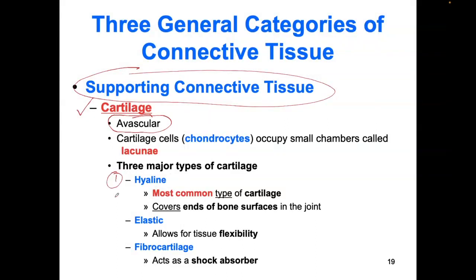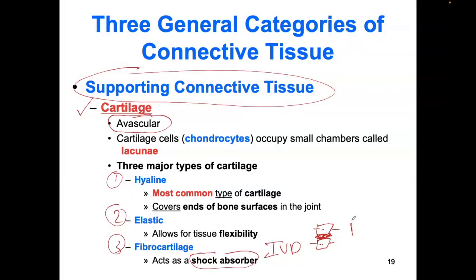And we have three flavors: hyaline, elastic, and fibrocartilage. Now, fibrocartilage is the strongest in the body. It's a shock absorber. So I think of the intervertebral discs, right? If this is a vertebra and this is a vertebra, the discs are between. You've heard of herniated discs or bulging discs. So the discs here are fibrocartilage.